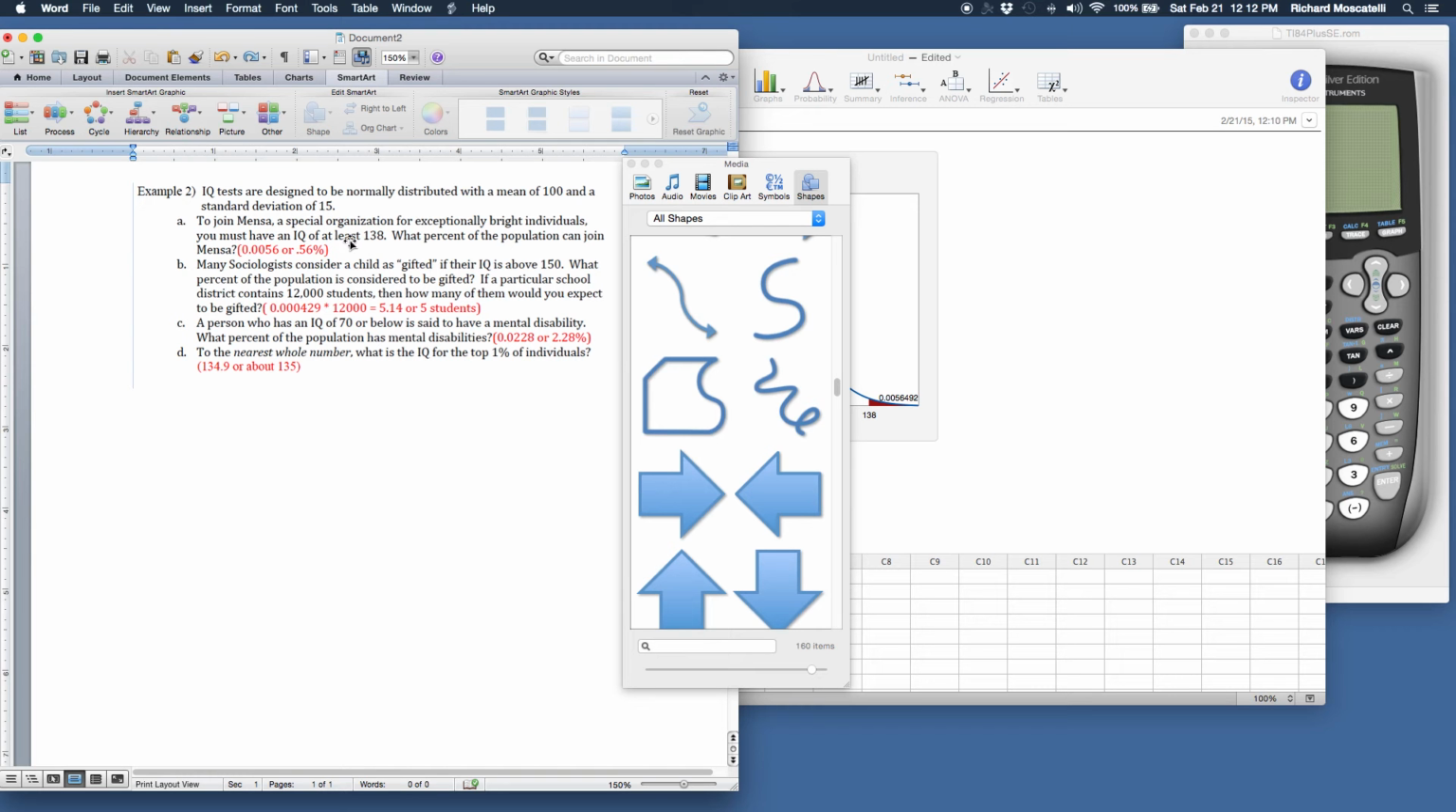You have to have an IQ of at least 138. Now remember, the phrase at least means greater than or equal to 138. It says what percent of the population can join Mensa. Alright, so the first thing you need to do is really have a visual of what this thing's going to look like. So what we'll do first is let's go ahead and draw a bell curve.